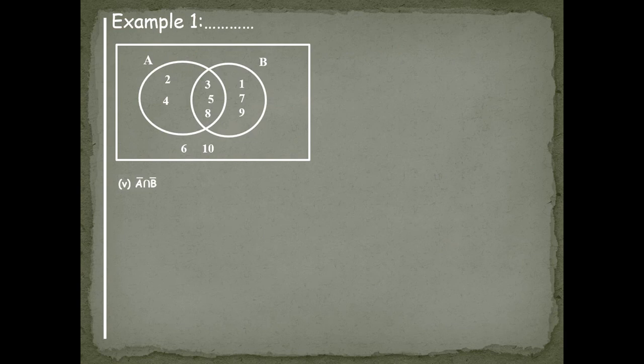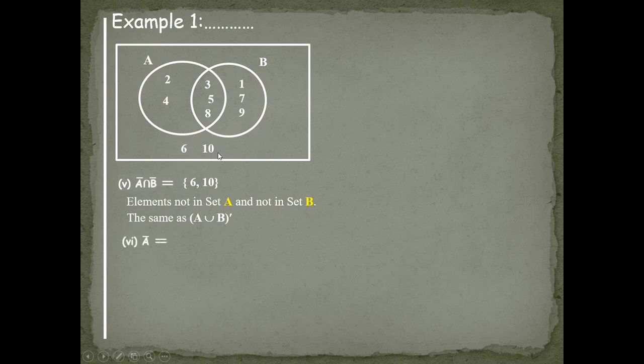Now elements here not in set A, not in set B. We say that this one can as well be taken as A union B in brackets complement, which is 6 and 10. So this is what I'm talking about. A complement intersection B complement is the same as A union B complement. Elements that are outside the union, this is the union, A union B. So outside the union we shall have 6 and 10.